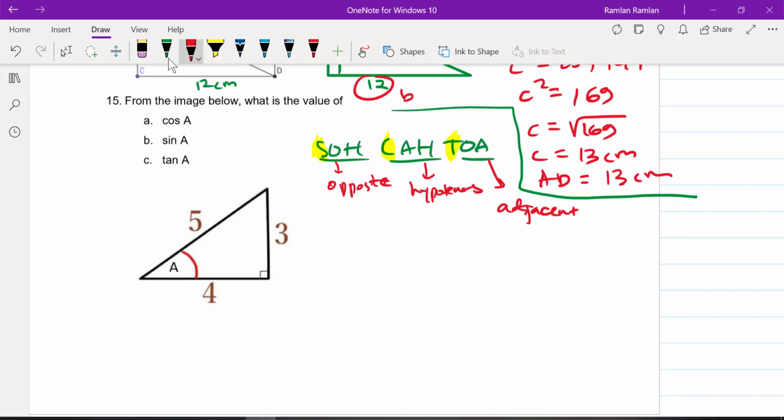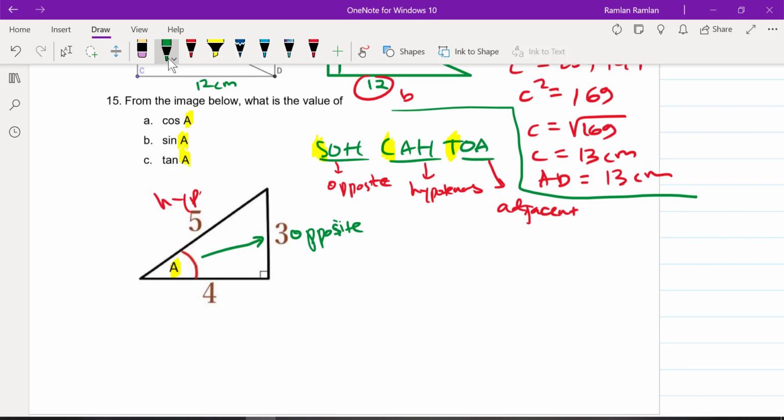Okay, first things first. Remember, previously we learned that the side in front of the 90 degree is the hypotenuse. This is the 90 degree, so this is going to be the hypotenuse. And then the next one is the side in front of the angle that we're going to use. Because we are using angle A, and angle A is over here, the side in front of this angle will be the opposite.